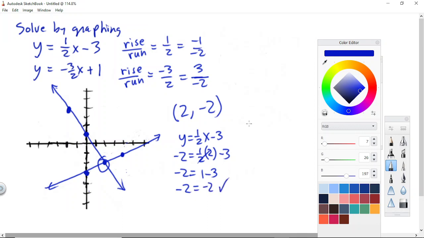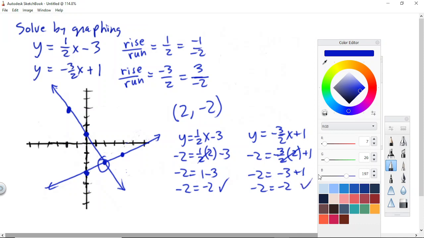But they have to also work when plugged into the other equation. So here's the other one. y equals -3/2 x plus 1. For y, we're going to plug in -2. And for x, we plug in 2. Make sure this is true. So the 2's cancel. We have -3 plus 1. -2 equals -2. So it does check. And so that is correct.